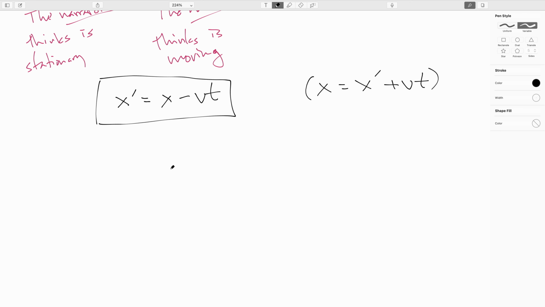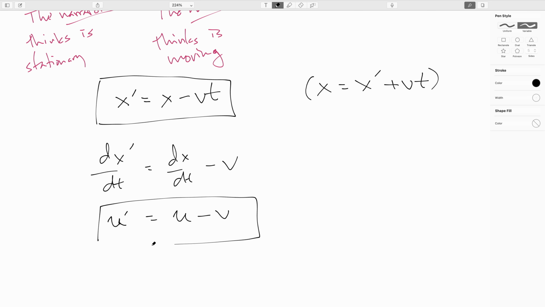So if we go ahead and differentiate this, this is going to give me dx prime/dt equals dx/dt minus v, because v is a constant. And this dx prime/dt is the speed of our baseball as measured by S prime. This is the speed of our baseball as measured by S, and that's the relative velocity between the frames. And keep in mind, I shouldn't be saying speed, I should be saying velocity. So everything moving to the right is positive, everything moving to the left is negative.